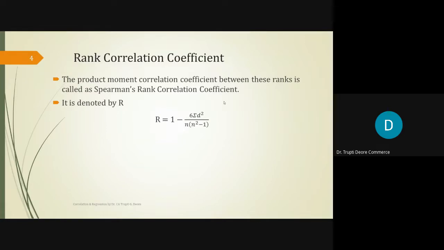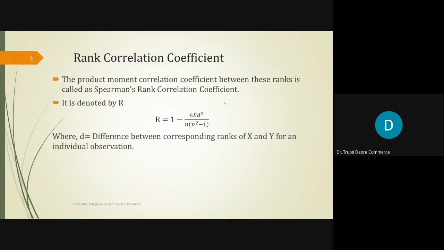R is equal to 1 minus 6 summation of D square upon N into bracket N square minus 1. Now what do you mean by D? D is the difference between corresponding ranks of X and Y for an individual observation.